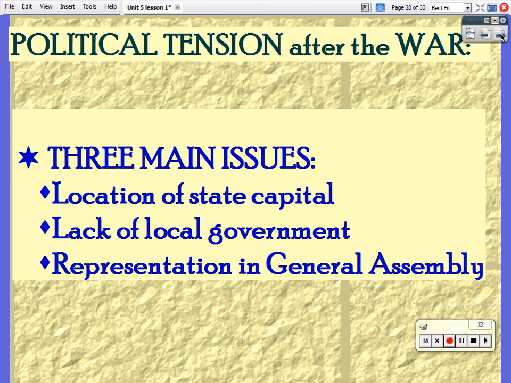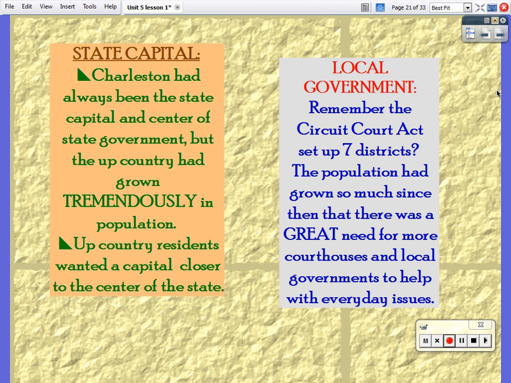The location of our state capital, the lack of local government in the upcountry, and the lack of representation in the General Assembly. Just to review what the problem was, the state capital had always been Charleston. It was the center of our government, it was the center of our legal transactions, but you know, it was all the way down at the coast.